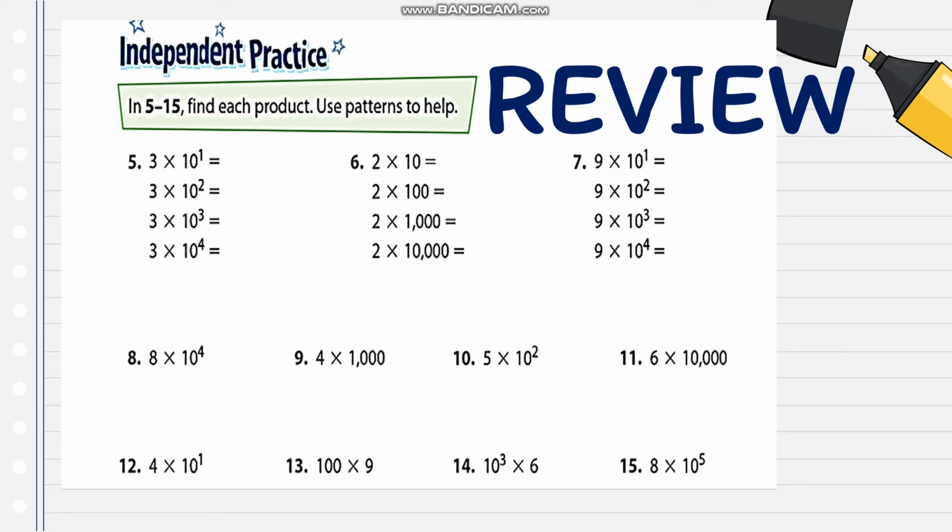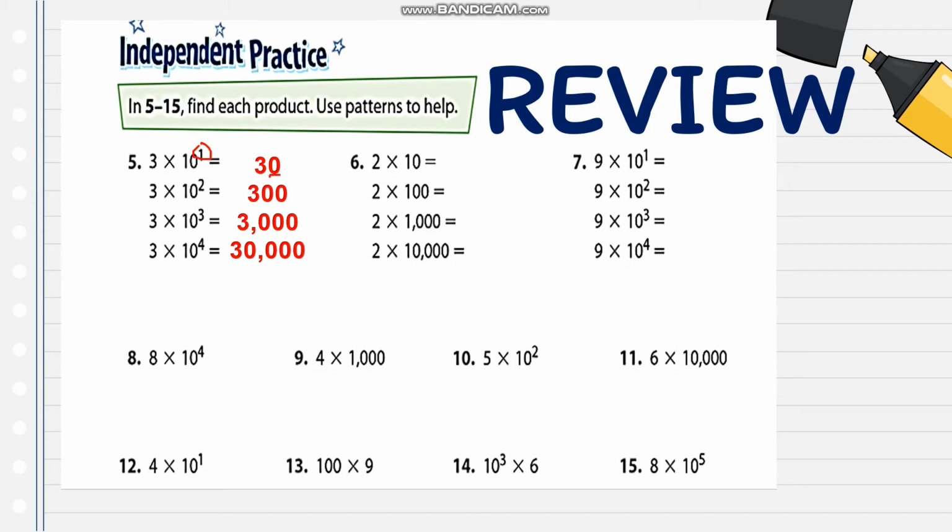Let's have a review of our previous lesson. Let's find each product and use patterns to help. So 3 multiplied by 10 to the first power is 30. 3 times 10 to the second power, or 10 squared, is 300. 3 times 10 cubed is 3,000. 3 multiplied by 10 to the fourth power is 30,000. As you can see from the pattern, the exponent is equivalent to the number of zeros.